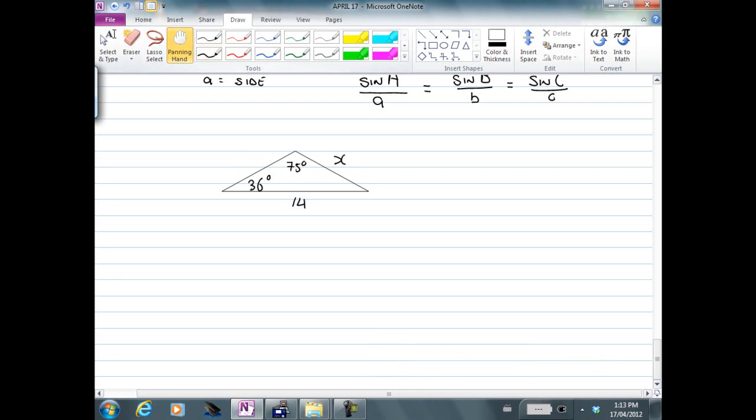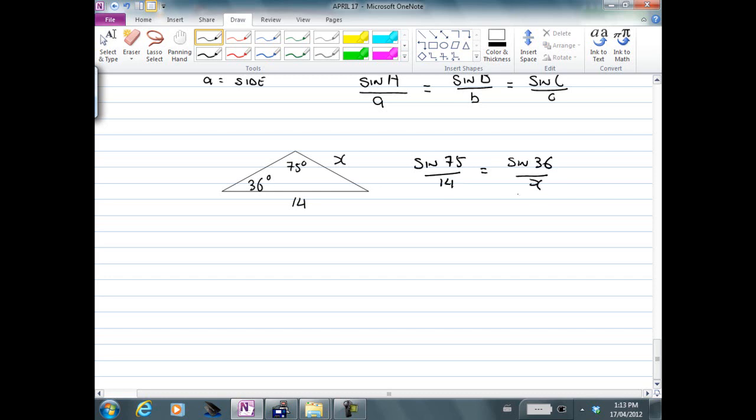The key is you got to use an angle and opposite side. If they're given, I can use sine law. I go sine 75 equals sine 36 over x. Now, a lot of you got up to here and said, what do I do next?